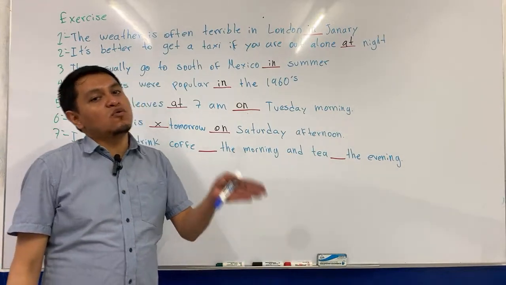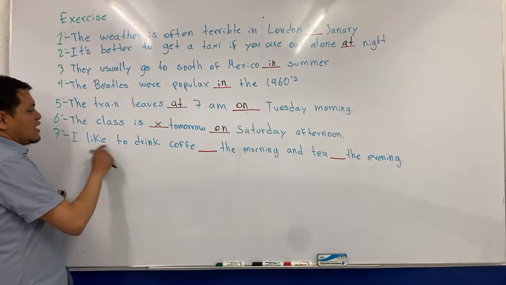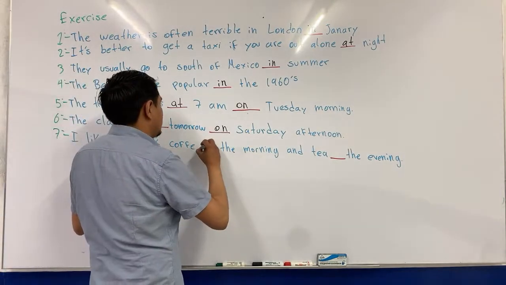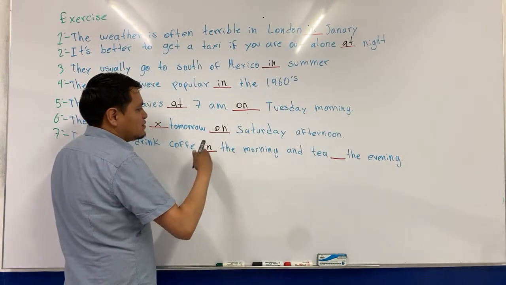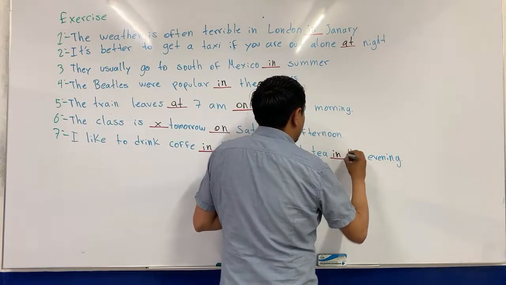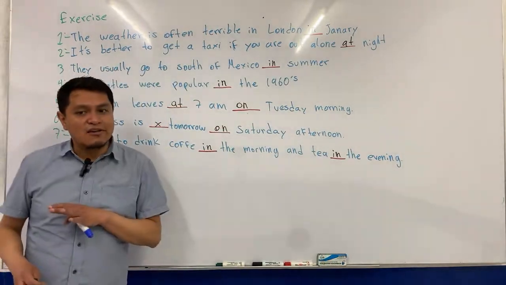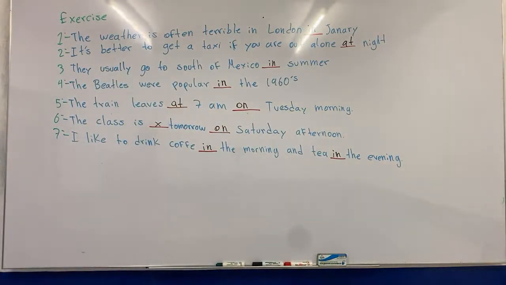At the last, I like to drink coffee blank the morning and tea blank the evening. What words do we use for this sentence? I like to drink coffee in the morning and tea in the evening, right? In the morning and in the evening. Please write down this exercise in your notebook.